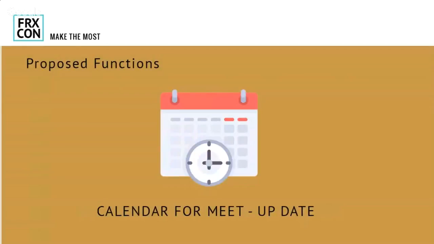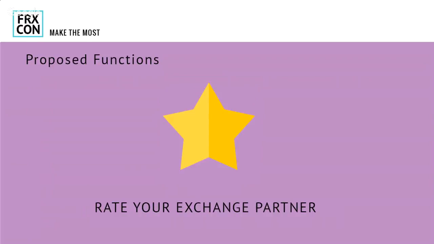Moving on, the next function will be the calendar function. This calendar function is for users to meet and specify a particular date that they want to meet on. And lastly, after the entire transaction is done, you have the opportunity to rate your exchange partner. How satisfied were you with it? How trustworthy did you find your partner? And this all builds up into an application which we hope will be safe and secure for every user out there to use.